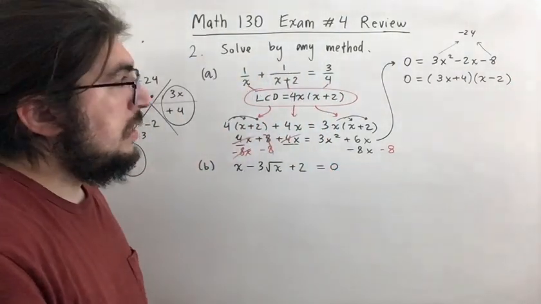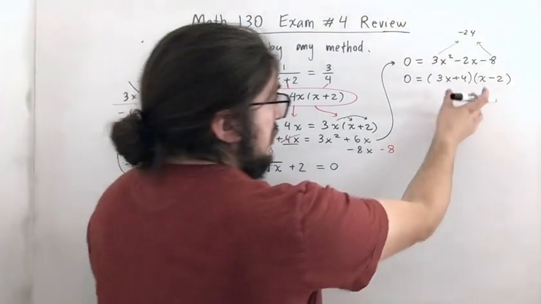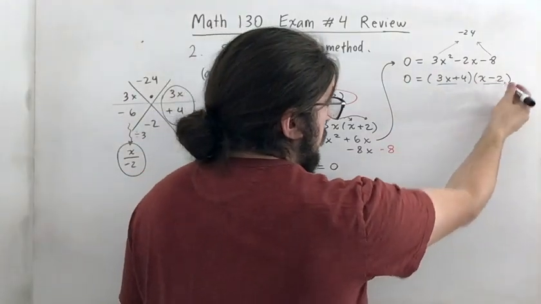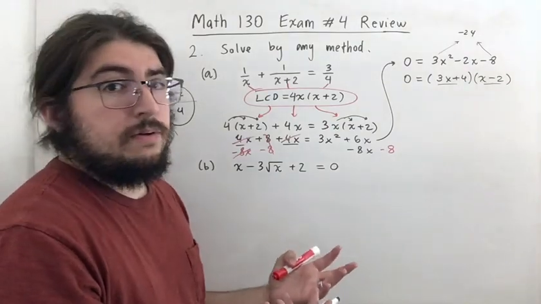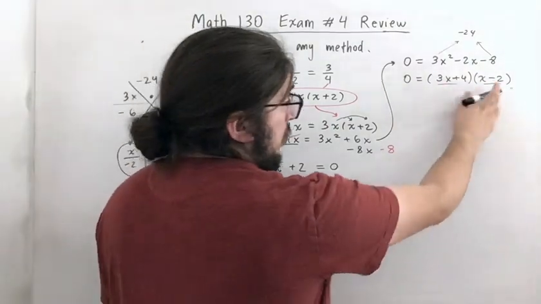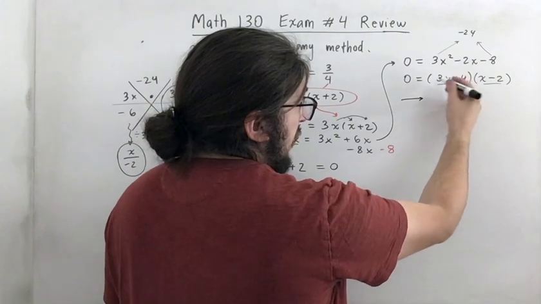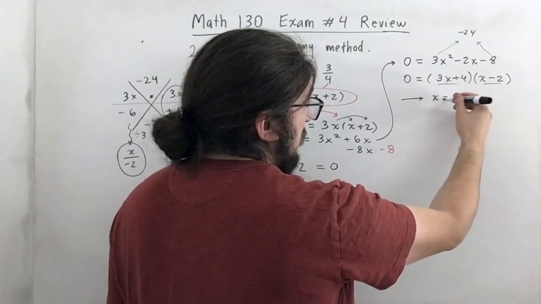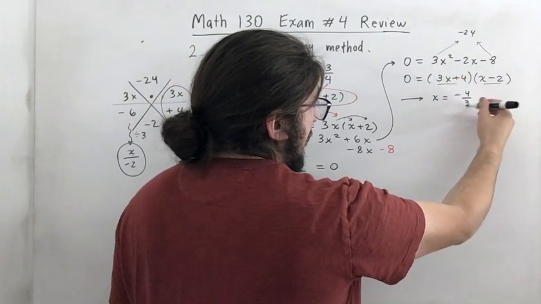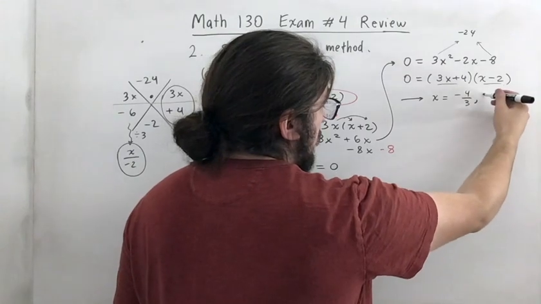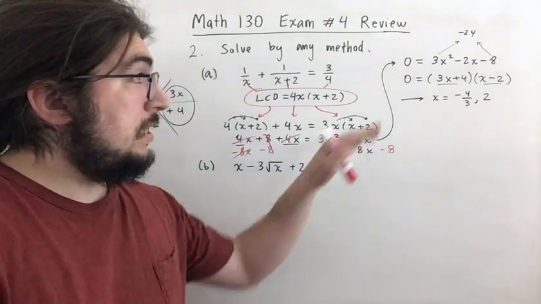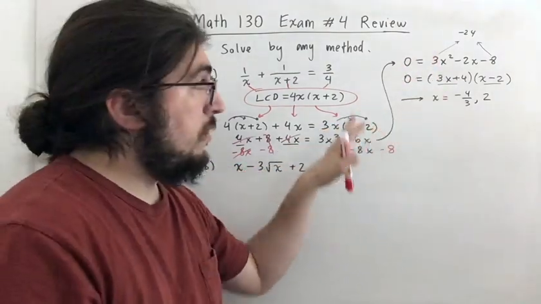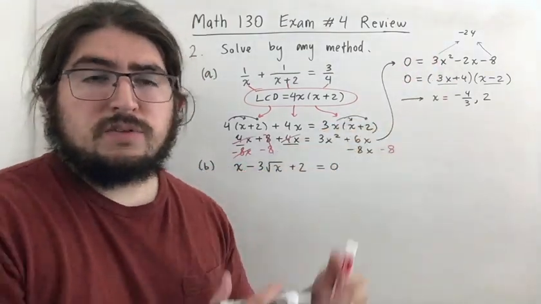So there we go. But now, because they're equal to 0, we have this property that tells us that if you have a product of two things at 0, one of them must have been 0. So either this is 0 or that's 0. If 3x plus 4 is 0, that means x is equal to negative 4 over 3. And if x minus 2 is 0, that means x is equal to positive 2. Now, if that was too hard to follow, you can just write 3x plus 4 equals 0, x minus 2 equals 0, and solve those off to the side.